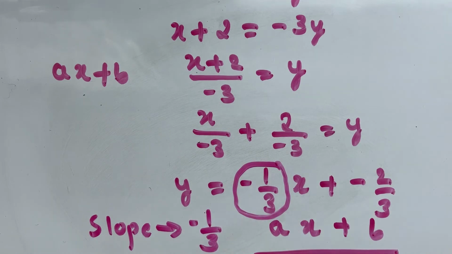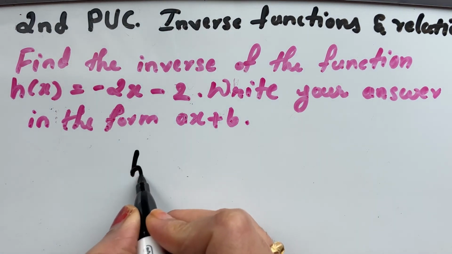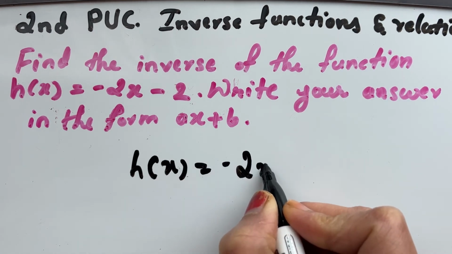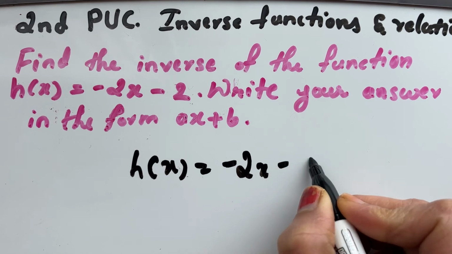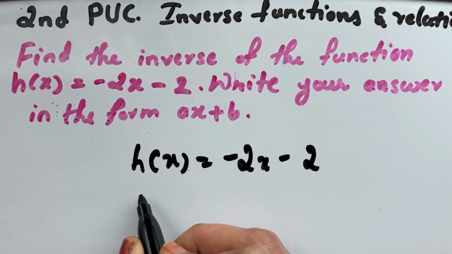Let's go to question number 3. My next question is, find the inverse of the function h of x is equal to negative 2x minus 2. Write your answer in the form of ax plus b. So the given function is h of x is equal to negative 2x minus 2. So what is our first step?